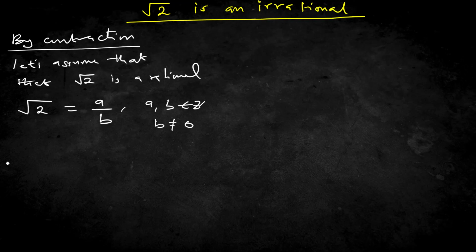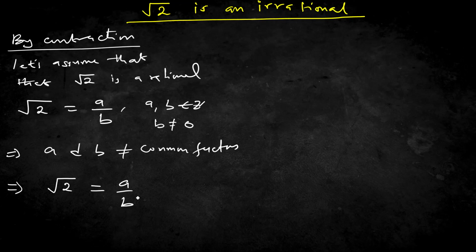Remember also that a and b should not have common factors. So when they contradict this, it means that it's proved. Let's see if a and b will not have common factors. So let's write this one and continue from there.